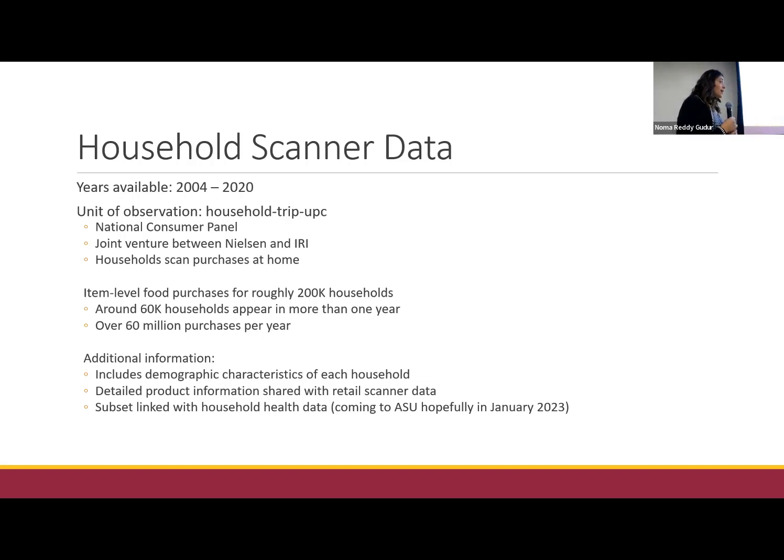And here at ASU, we're looking in January to purchase additional health data. This is called an ailments file, and it'll give information about households who might be diagnosed with diabetes, their BMI, other things like that, looking at their medications so that we can establish relationships between certain types of food items purchased and their association with possible health outcomes.